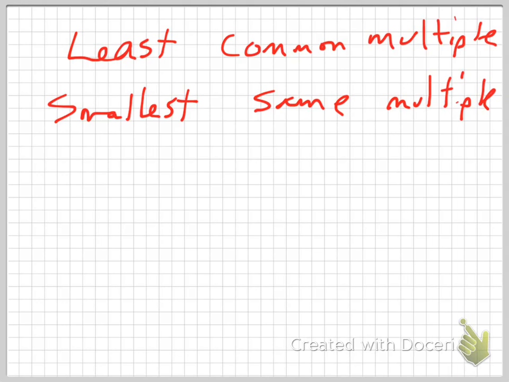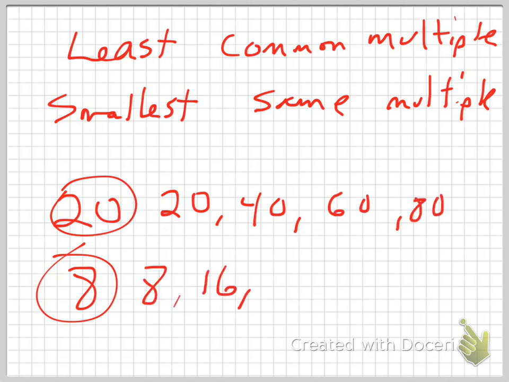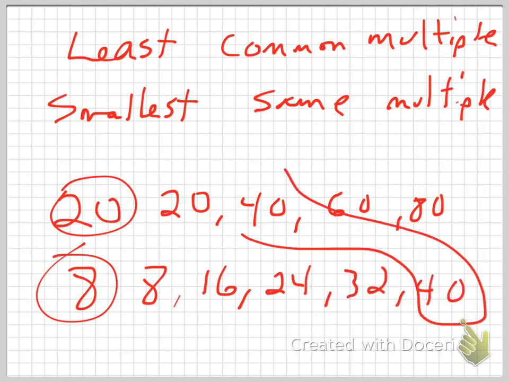If I said, what is the least common multiple of 20 and 8? One way of doing this would be to list all the multiples. Just list multiples until you find the smallest one that is in both lists. 20, 40, 60, 80. 8 is 8, 16, 24, 32, 40. Wow, the smallest same number that's in both lists is 40. The least common multiple of 20 and 8 is 40. Do you see what I'm talking about? Yes. You make a list.